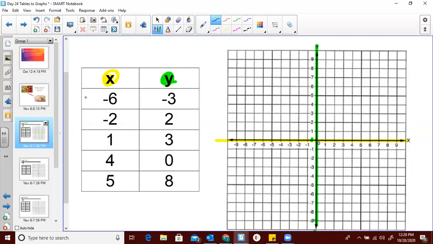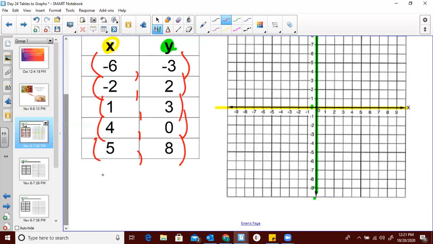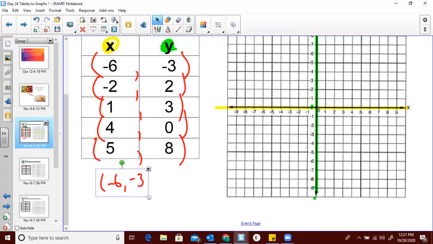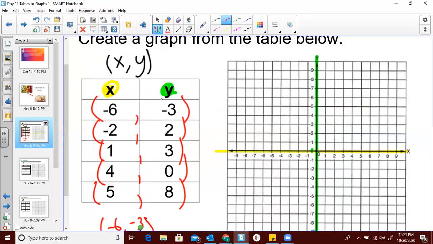So you guys have all seen a coordinate pair before, a coordinate point. Right, it's going to be parenthesis x comma y. So we're going to have something very similar here where it's x comma y, x comma y, x comma y, and so forth. Now, if you were so inclined, you could rewrite these as -6, -3, -2, 2, and so forth, right? But because they're here already, I'm just going to keep it simple.